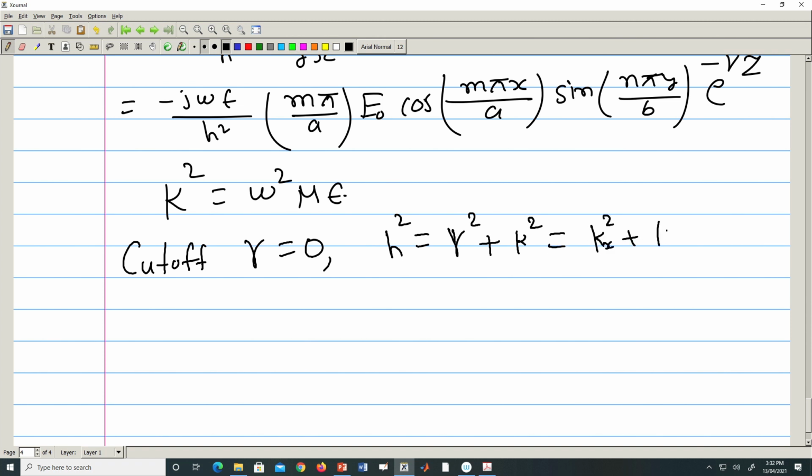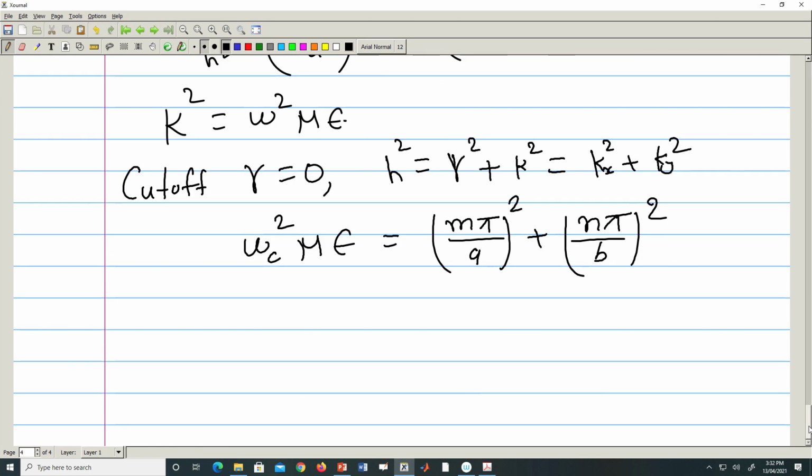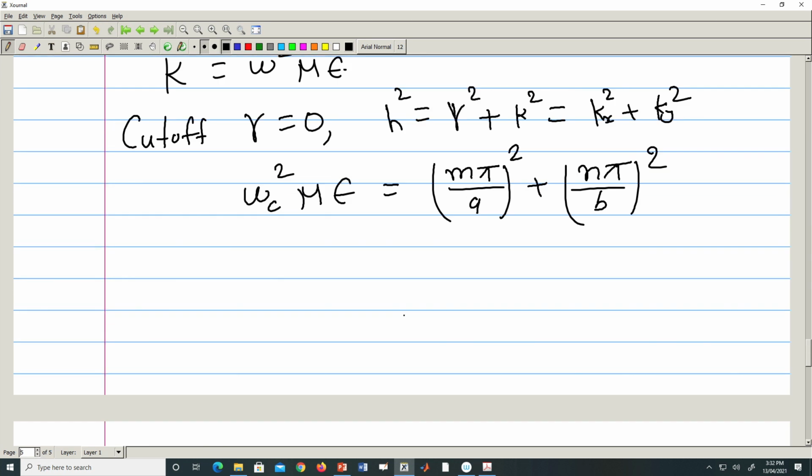From this, omega c whole square mu epsilon equal to m pi by a whole square plus n pi by b whole square. From this we will get the cutoff frequency, which we have used: omega c will be 1 by square root of mu epsilon times square root of m pi by a whole square plus n pi by b whole square. So this is the condition for the cutoff frequency.